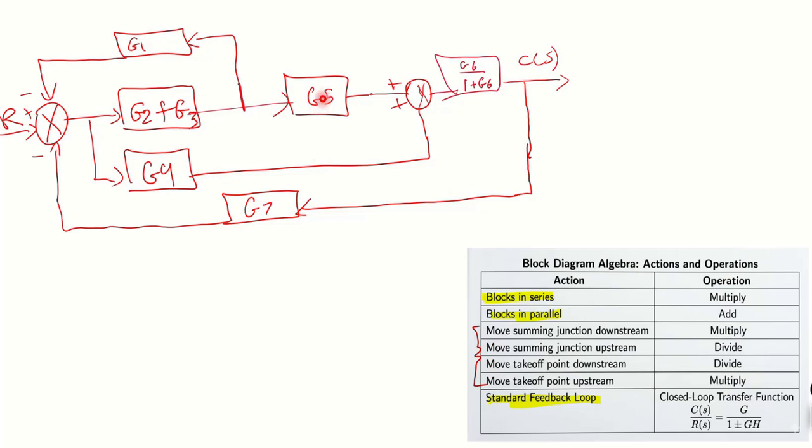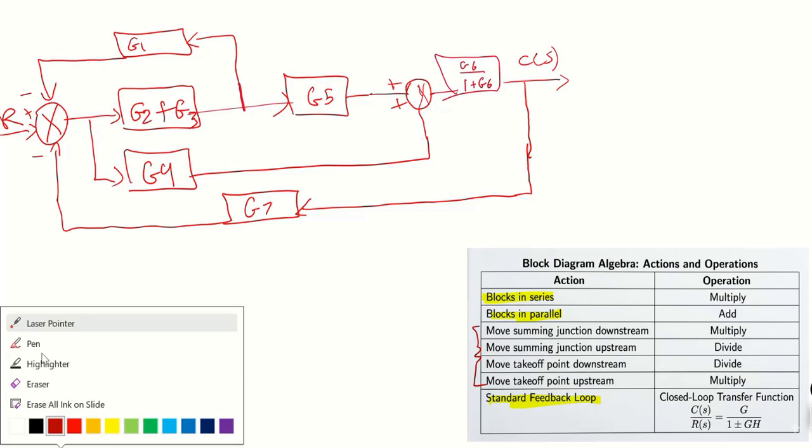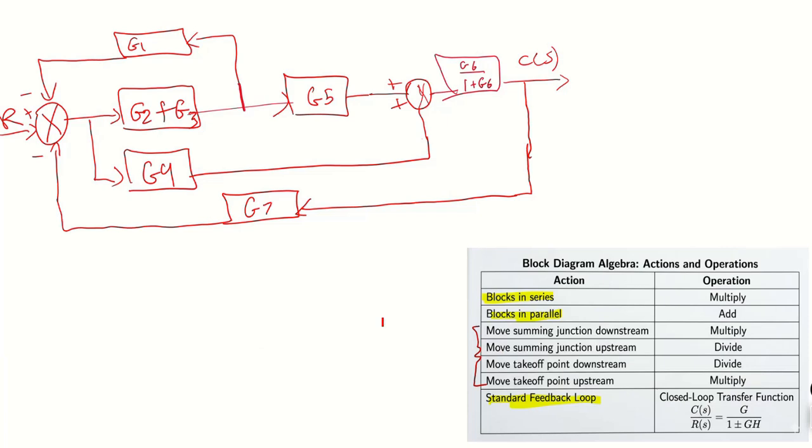Even if I move G4 here, I can actually have G5 and G4 connected in parallel, as we are going to see. Now, I can perform this. What I want to do here is to move my take-off point. Now, is it downstream or upstream? Actually, I'm moving it downstream.